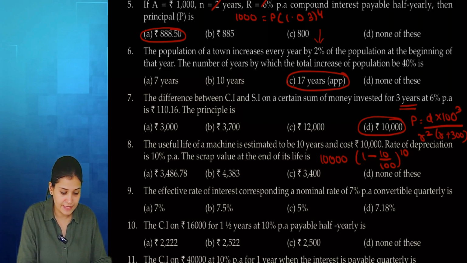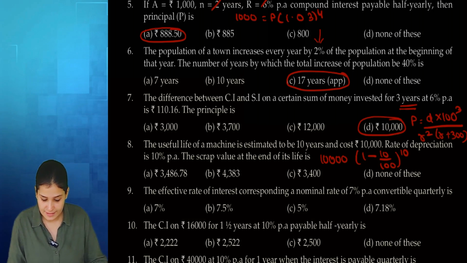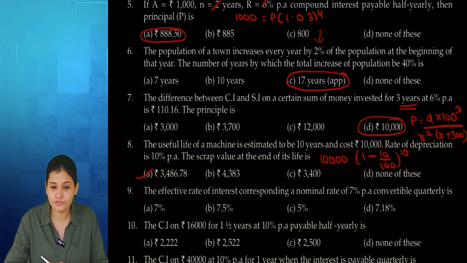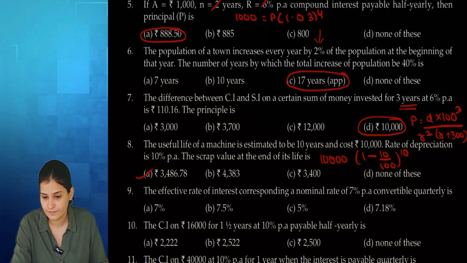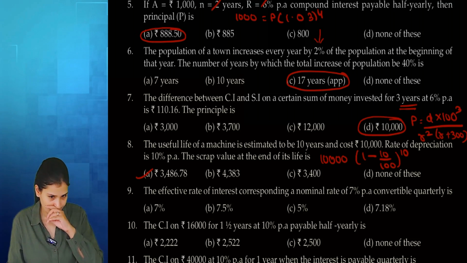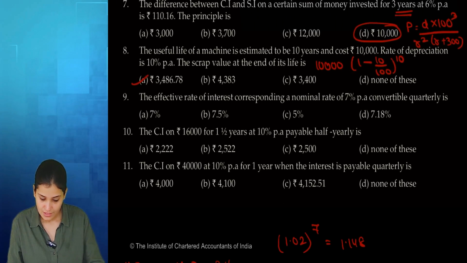Then multiply by 10,000. Answer? 3486.78. Very good. All of you? Yes, ma'am. 3486.7. Everybody, does your answer match? Can I move on? Yes, ma'am. Question number 9.